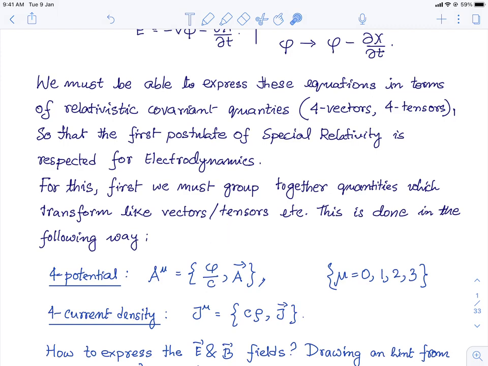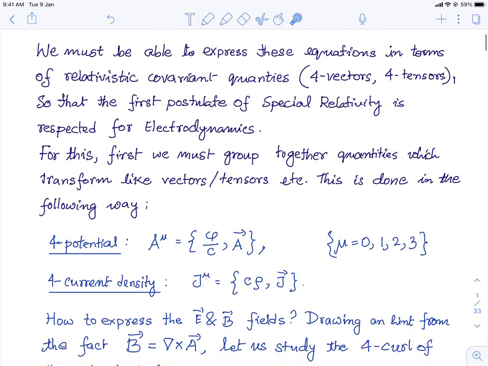Okay, this is the 4-vector potential whose time component is this phi. The index mu runs over time and the 3 space components. So the time component of the 4-vector is this scalar potential, and the space components remain the previous vector potentials. This is more or less our starting point. Apart from this, the current density also has a natural candidate.